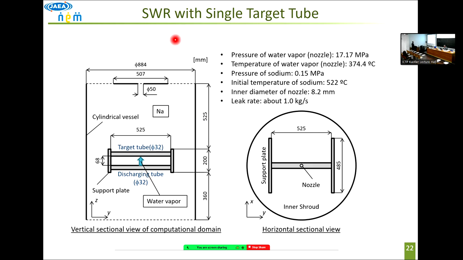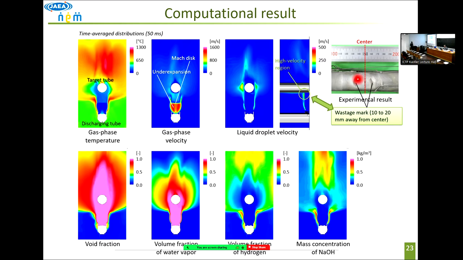And the other one is a sodium water reaction with a single target tube. Here is a discharge tube, and maybe 7 millimeters above we have the target tube here. And the right side is just the wastage region as an experimental result, and the left is a computational result. You will see here the Mach disks, and maximum temperature reaches around 1200 Celsius degrees. And since this is the interface of the water vapor and liquid sodium, this is a very high chemical reactivity region, including the sodium liquid entrainment.